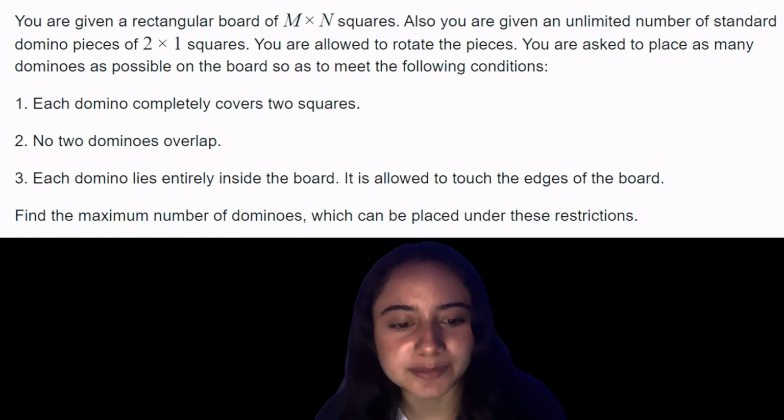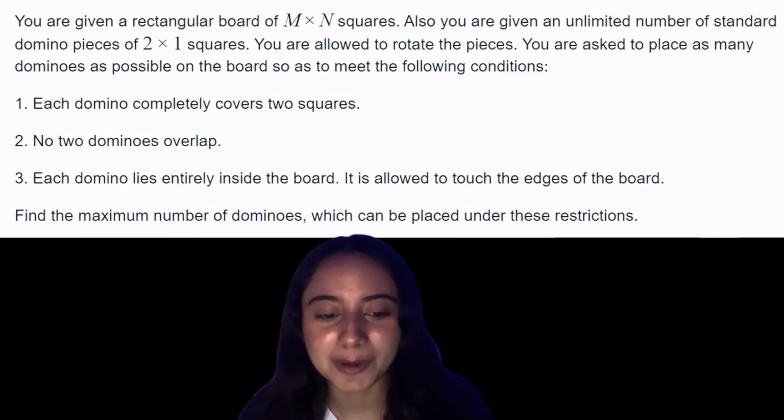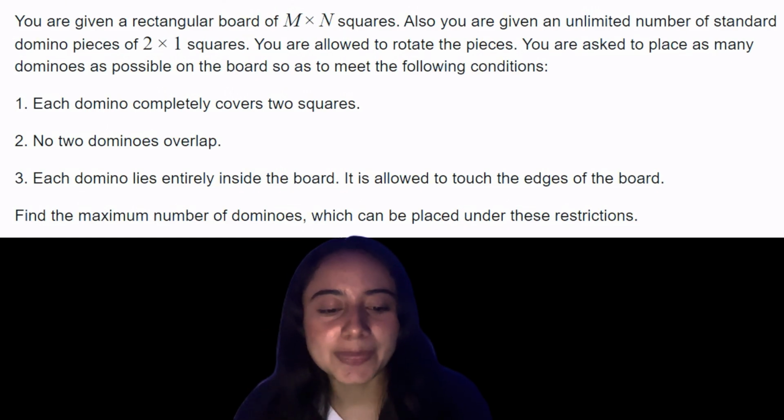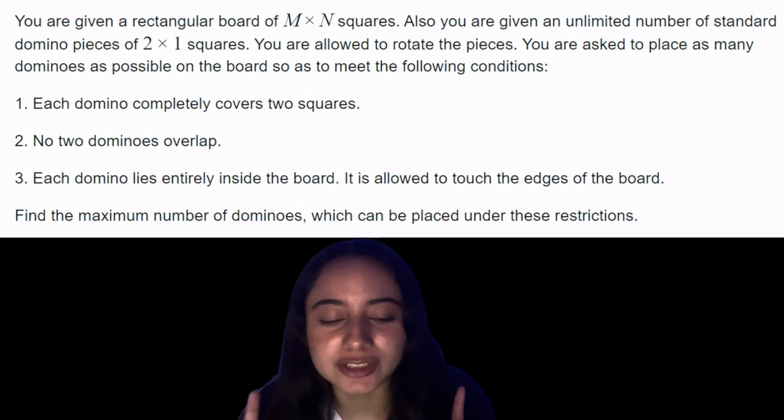You are asked to place as many dominoes as possible on the board so as to meet the following conditions. 1. Each domino completely covers 2 squares. 2. No 2 dominoes overlap. 3. Each domino lies entirely inside the board. It is allowed to touch the edges of the board. Find the maximum number of dominoes which can be placed under these restrictions.